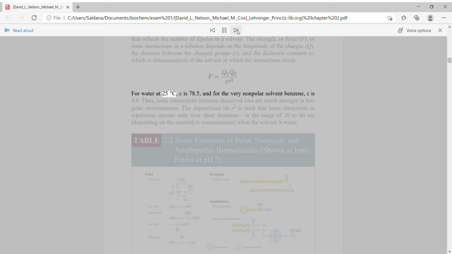For water at 25 degrees Celsius, epsilon is 78.5, and for the very nonpolar solvent benzene, epsilon is 4.6. Thus, ionic interactions between dissolved ions are much stronger in less polar environments. The dependence on R² is such that ionic attractions or repulsions operate only over short distances in the range of 10 to 40 nanometers, depending on the electrolyte concentration, when the solvent is water.